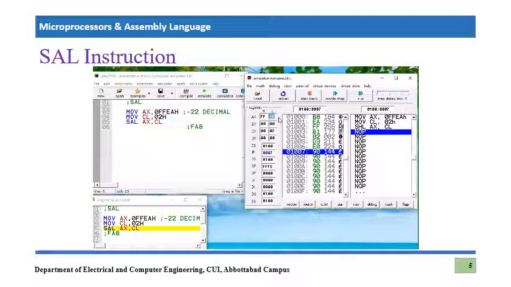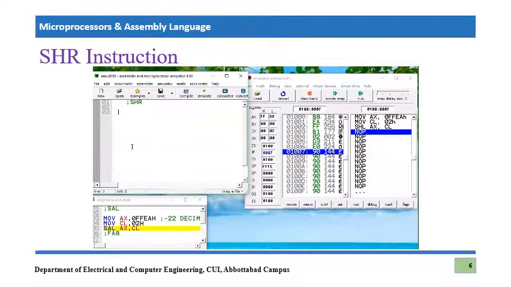You can use any count. Whenever you are dealing with signed numbers, you have to use this arithmetic left, and whenever you are using unsigned numbers, then you have to use logical left. Okay, I hope this point is clear. In this slide we are going to discuss shift logical right.